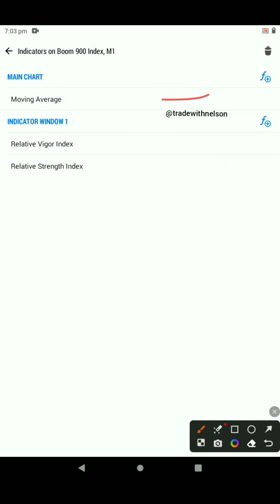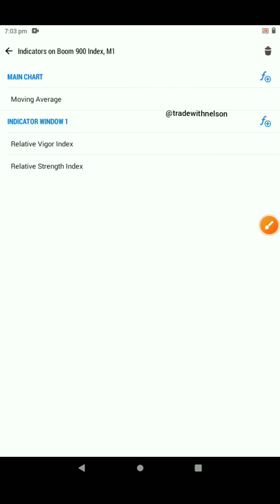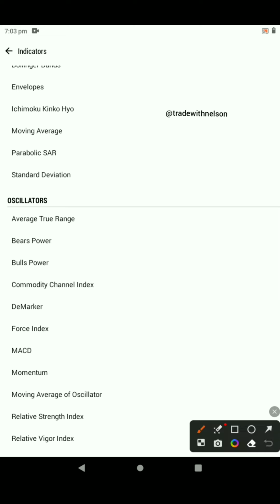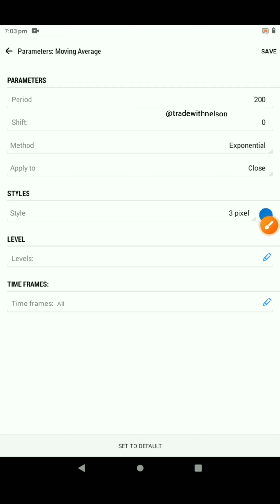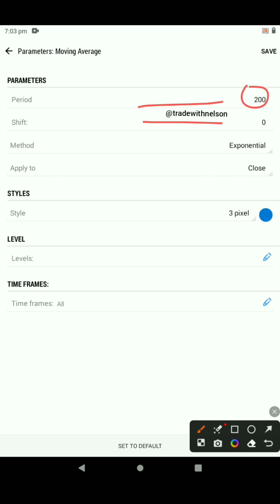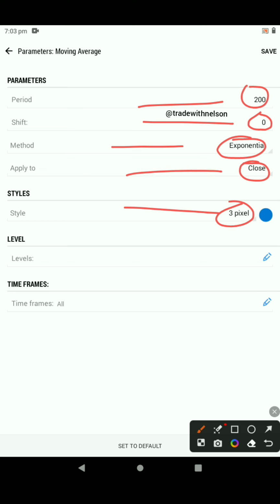To select the moving average, click on the F icon on the main chart. This is your moving average. Click on that. Make your period 200, shift 0, method exponential, apply to close, style 3 pixels, and select a color of your choice. After that, click on save.